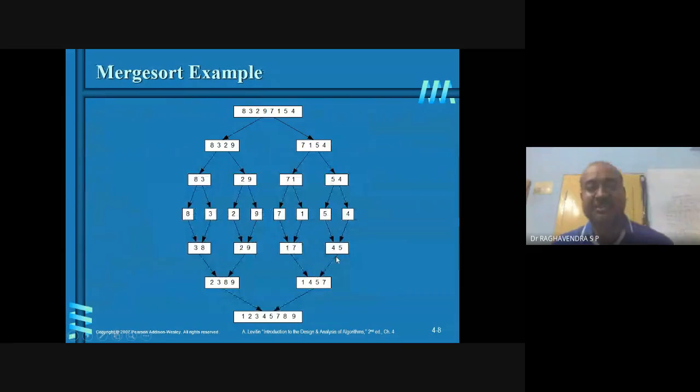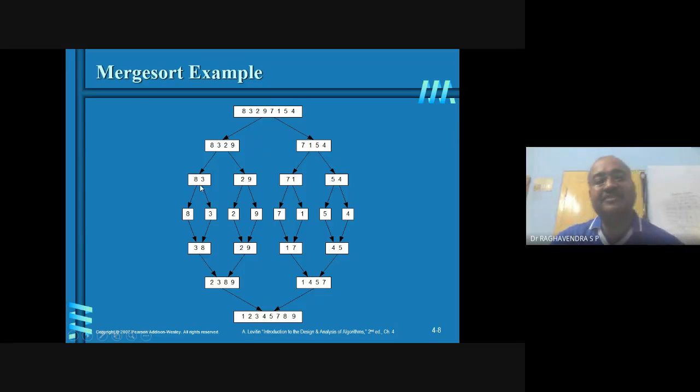So this is the diagrammatic representation of merge sort. You can see the array over here. It contains 8 elements: 1, 2, 3, 4, 5, 6, 7, 8. So 8, 3, 2, 9 is the first half, and 7, 1, 5, 4 is the second half. We are going to divide them into two equal halves. Once again, you recursively divide each array into two equal halves, that is 8, 3 and 2, 9, 7, 1 and 5, 4.